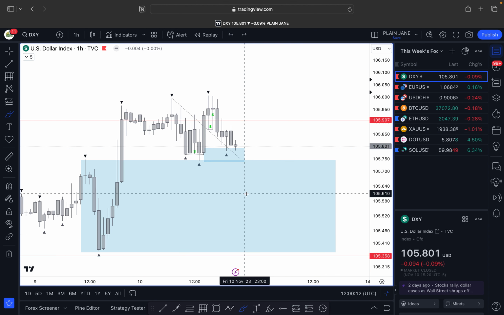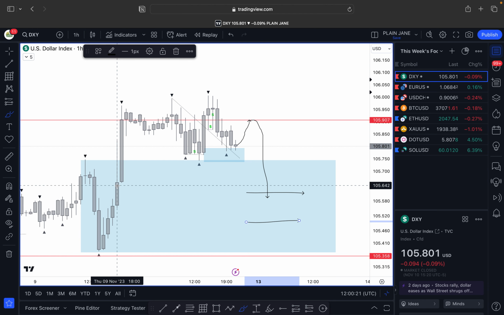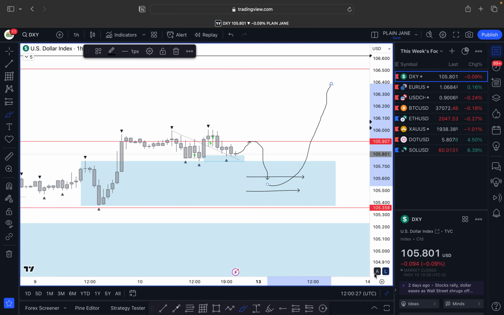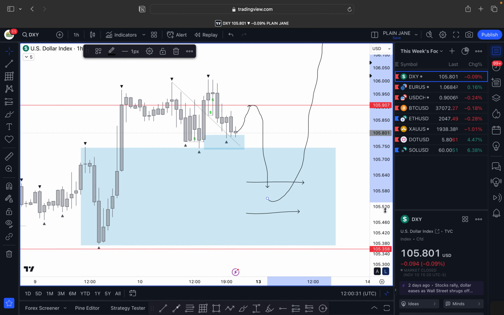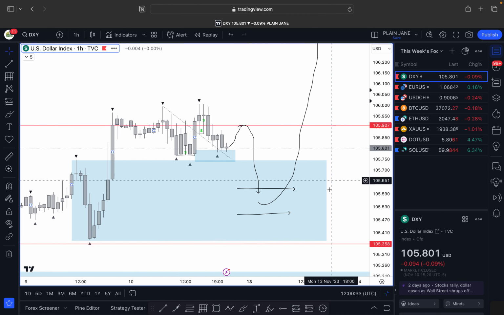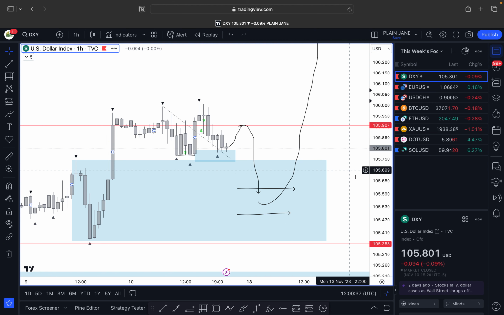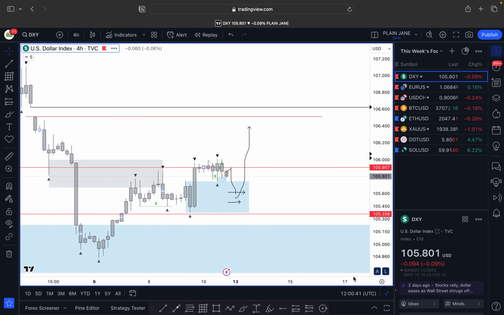Scenario two I'm looking for is we push up into 105.9 and then we push back down for a deeper retracement into this demand level before we expand into the 107 level. Okay, so these are the two scenarios I'm looking at coming into Monday. I'm looking for longs coming into Monday or Tuesday. Either scenario I'll be looking to capitalize on. Okay, very, very simple. Now we're basically looking for this continuation of this pattern.